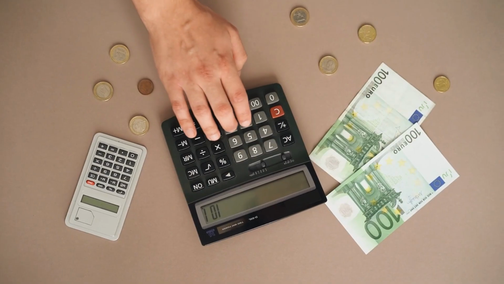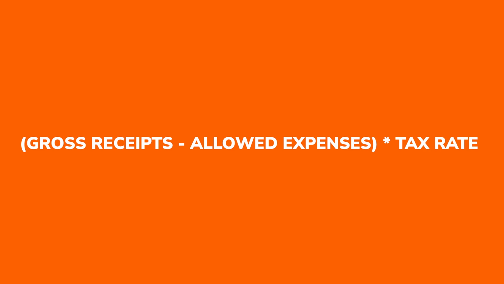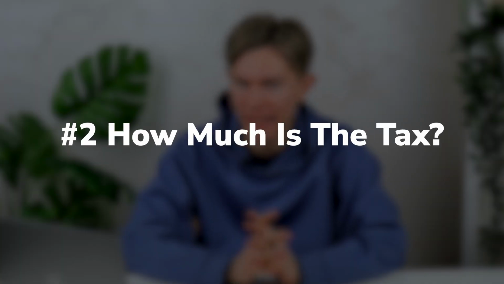You'll get there in the future, but since you're watching this video, most probably you're on your journey to hundreds of thousands. It is calculated with the help of the following formula: gross receipts from the business minus all allowed business expenses, multiplied by the tax rate. How to calculate your income tax amount?